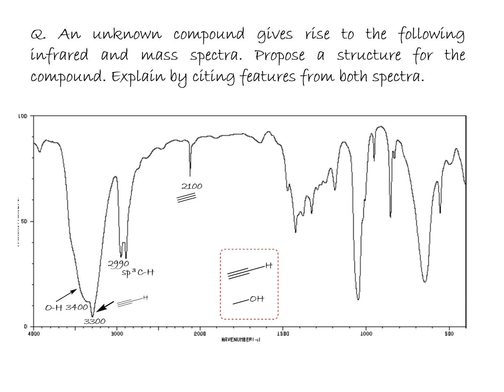An unknown compound gives rise to the following infrared and mass spectra. Propose a structure for the compound. Explain by citing features from both spectra.